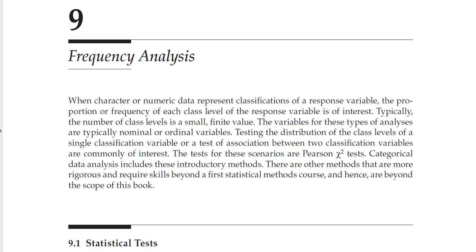So these variables that define groups have a number of what we call classes represented, and that's usually some kind of small finite value. We could look at testing the distribution of these number of classes for each of the variables to see if they fit a particular distribution, or we can look at two at a time and see if they're somehow related to each other. All of these are types of scenarios that can be tested using a Pearson chi-square test.